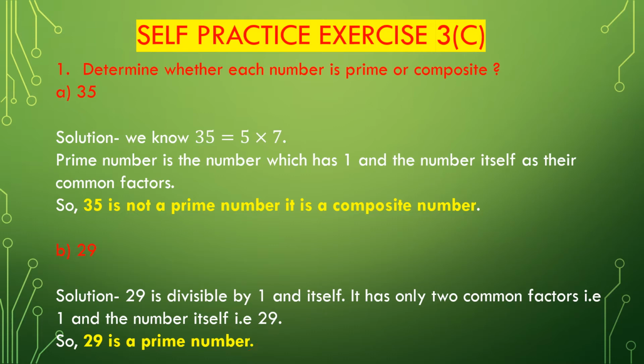If the number has only 1 and the number itself as its factors, then that number is prime. Otherwise it is not prime, that is composite number. So here 35 is not a prime number, 35 is composite number, and 29 has only two divisors, that is 1 and the number itself, that is 29. So it is prime number.